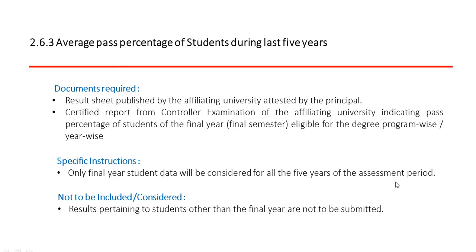Specific instruction says only final year student data will be considered for all the 5 years of the assessment period, and what you should not include or will not be considered is the results pertaining to students other than the final year are not to be submitted in this metric.